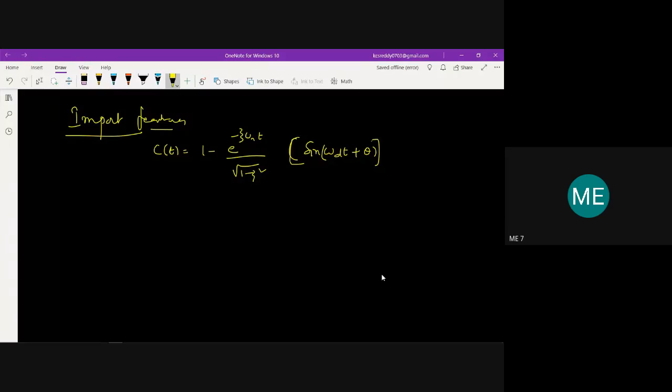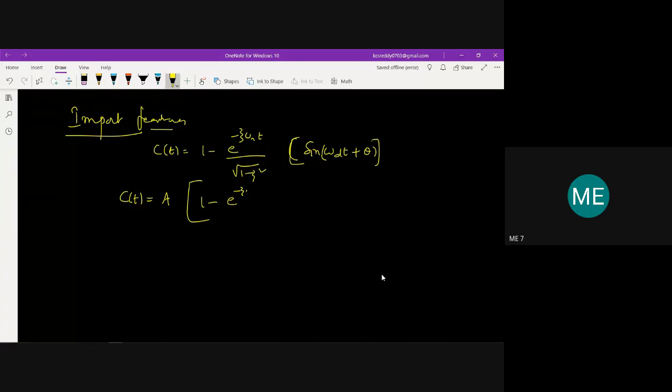In this case, we have taken three important points before deriving this equation. One is that it is the under damped case with a unit step input, and also we have considered the standard form of second order system. Suppose if the magnitude is A rather than a unit step input, then this expression changes: A into the whole thing.